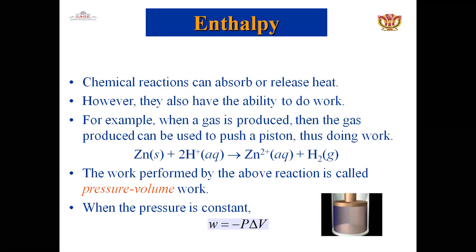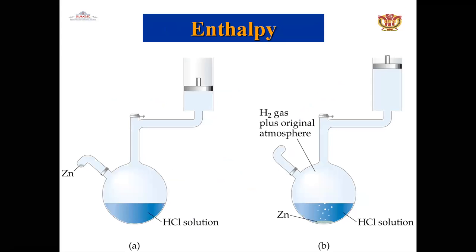For example, when a gas is produced, the gas can be used to push a piston, thus doing work. The work performed by the above reaction is called pressure-volume work. When the pressure is constant, it is equal to minus P into delta V. Enthalpy, the HCl solution and hydrogen gas at atmospheric pressure, is the summation where the work energy and flow energy can be combined.